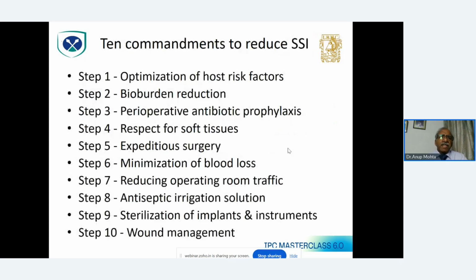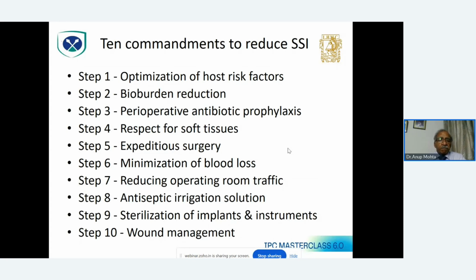So to summarize, to list out the 10 commandments to reduce SSI. Obviously, I have not talked about the other factors which I said earlier. I have not talked about hypoglycemia. I have not talked about temperature. I have not talked about a few other things which are topics in themselves. So we have to optimize the host risk factors. Secondly, we have to reduce the bioburden on the body. Third is we have to give perioperative antibiotic prophylaxis, as we discussed earlier.